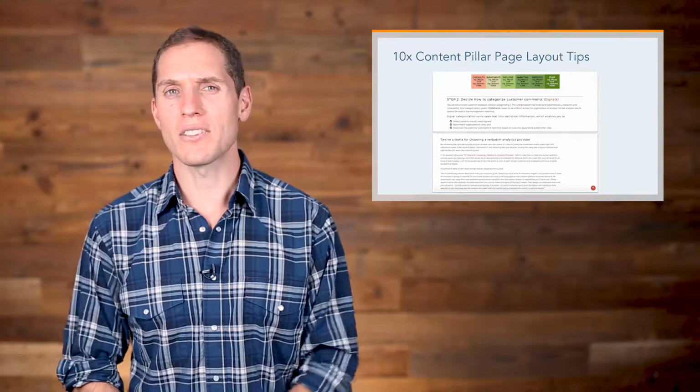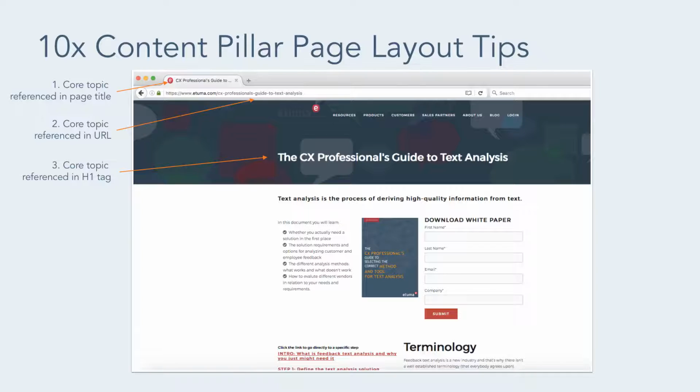Let's review each layout tip in more detail. Starting at the top left of the example with tips 1, 2, and 3, apply consistent on-page SEO best practices, referencing the core topic in your page title, URL, and H1 tag. Moving down to tip 4, include conversion-focused landing page elements. Really, this is what a landing page should look like. Text to the left with bullet points to describe the offer's value, an image of the offer's cover in the middle, and a form to fill out and access the offer to the right.